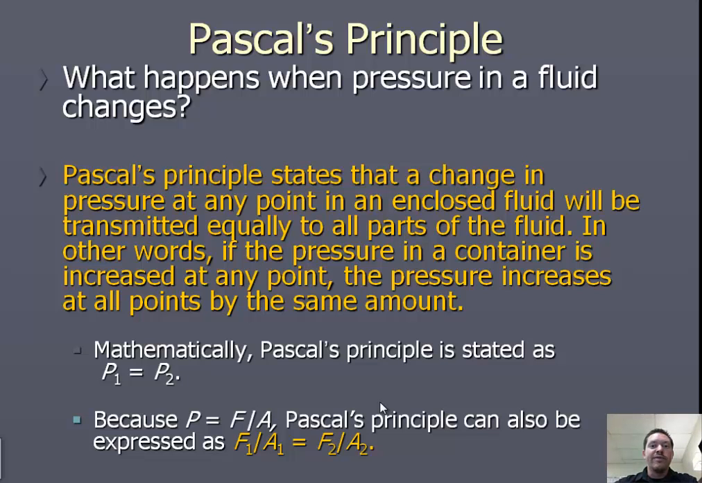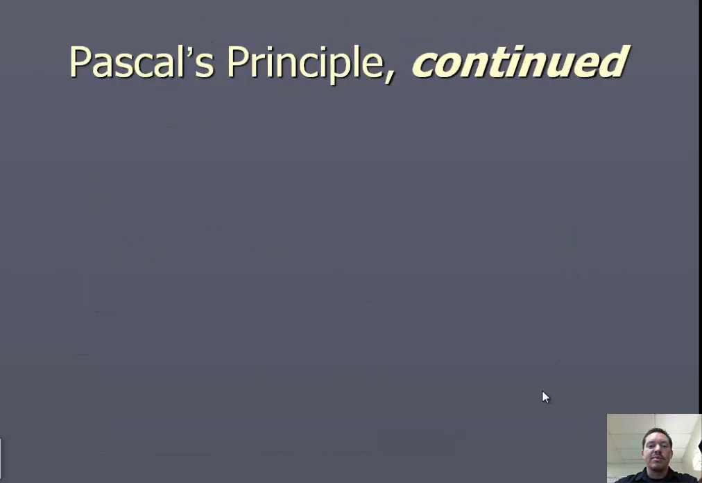So earlier in the video we said pressure equals force divided by area. So Pascal's principle can also be expressed by substitution, that a force over one area is equal to a force over a second area. So that's where we get this F1 divided by A1 equals F2 divided by A2. So this is a direct relationship which we can plug into some calculations later and solve for some problems.